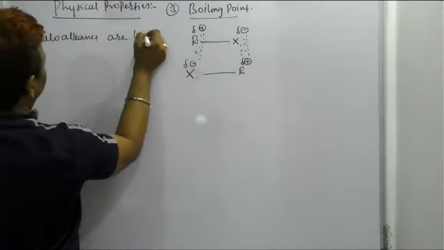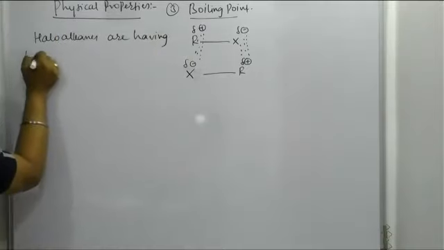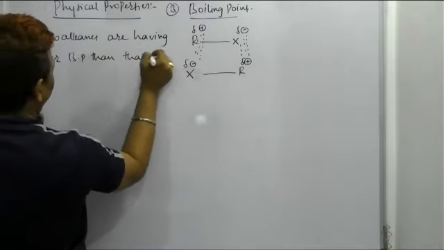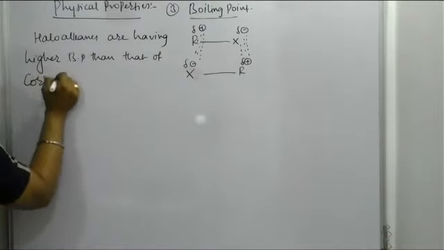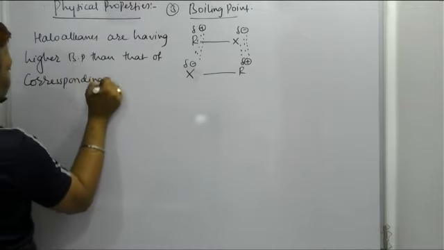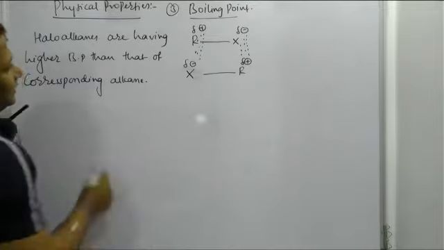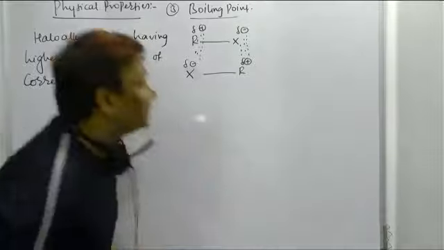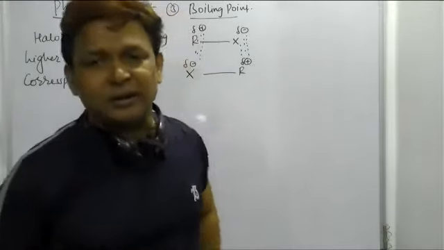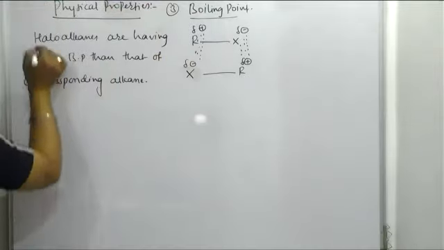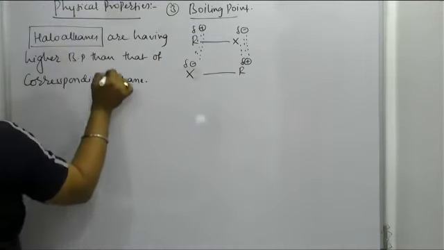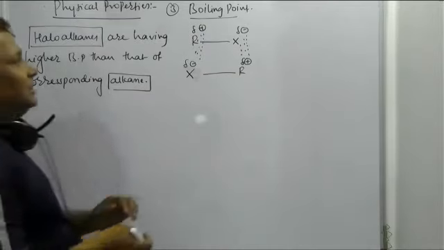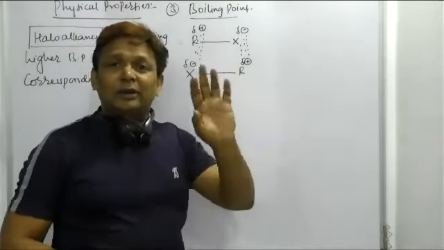Haloalkanes are having higher boiling point than that of the corresponding alkane. Yes beta, it is an alkyl halide. I will take alkane here. Corresponding alkane means their molecular mass will be nearly the same. So if you compare this haloalkane and the alkane, the molecular mass will be the same. So which has the higher boiling point? Haloalkane. Why? Because alkyl halide is polar and alkane is non-polar.